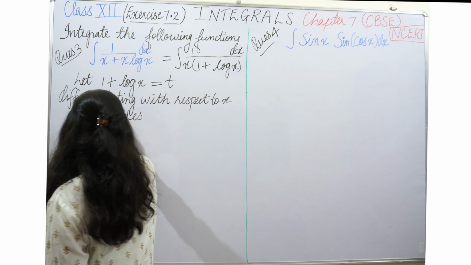Ultimately the integral of 1 upon t is log t, and again, I had assumed 1 plus log x to be t. So I substituted that over there, and ultimately we got the final answer: log of 1 plus log x plus c. Okay, so now let us move ahead to question number 4.